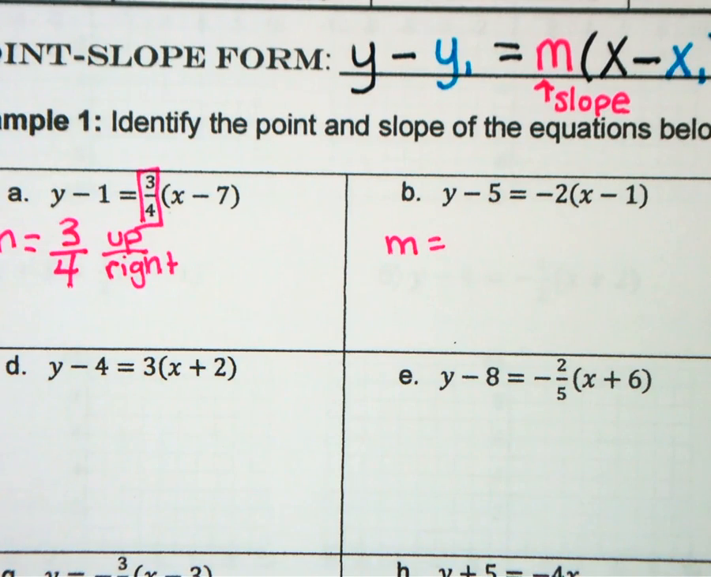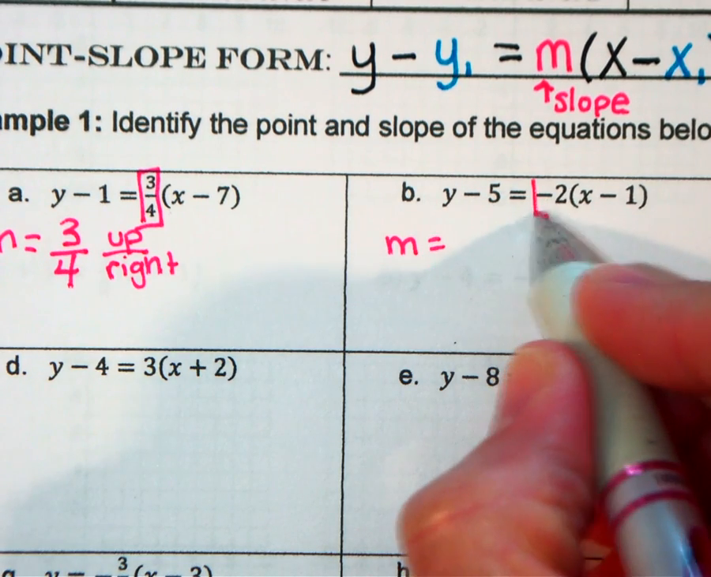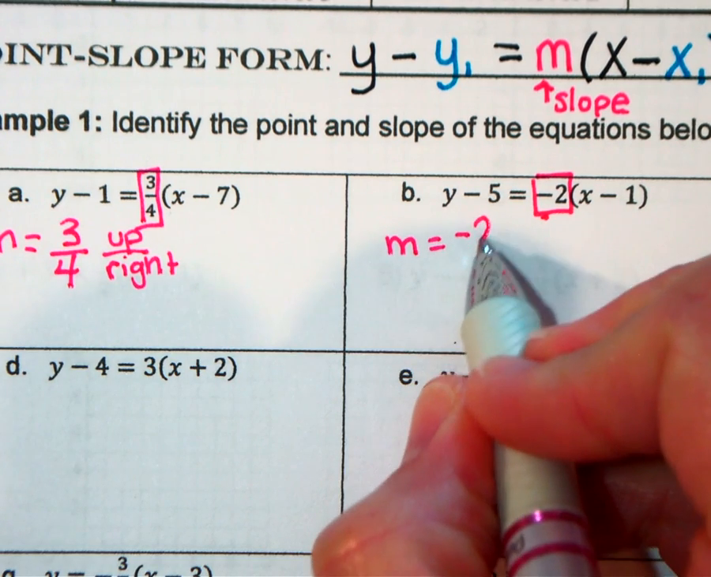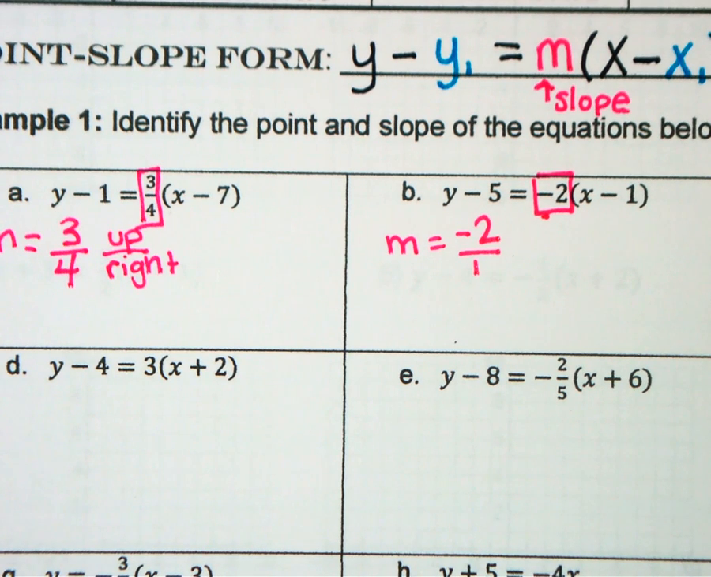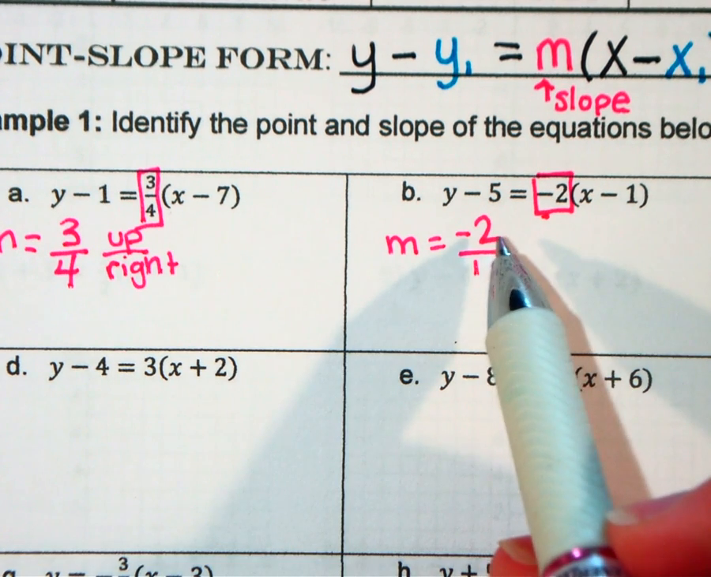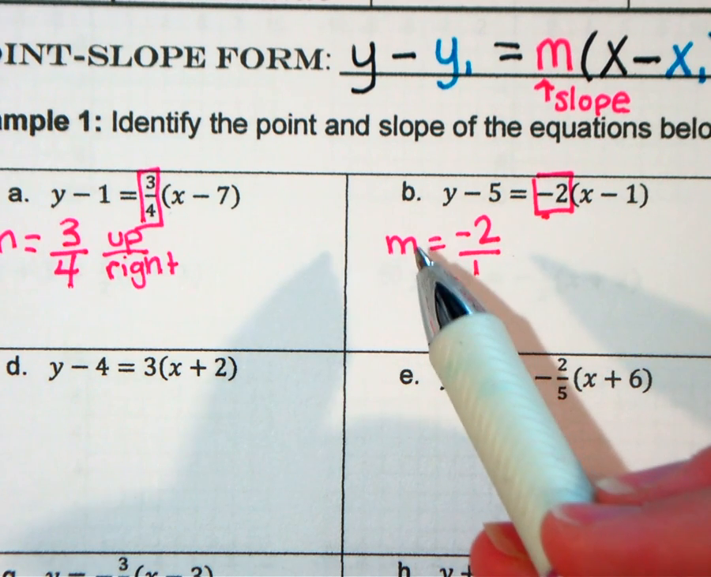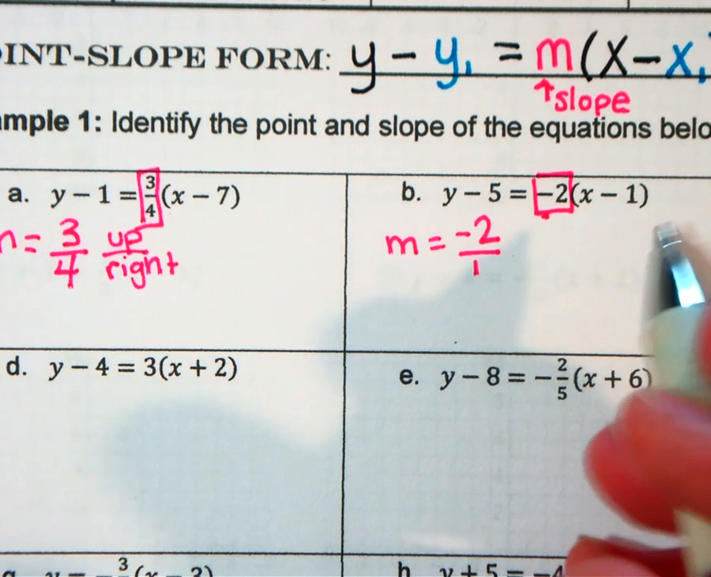Okay, slide over. What's the slope here? I'm going to stall so that you can point to it yourself before I point to it. -2. So that's -2. Remember, you can write that as -2/1 because that means we're going to go down 2 and to the right 1. Again, that's for level 2 and 3, but identifying it as -2, that's good enough for our 0.5.